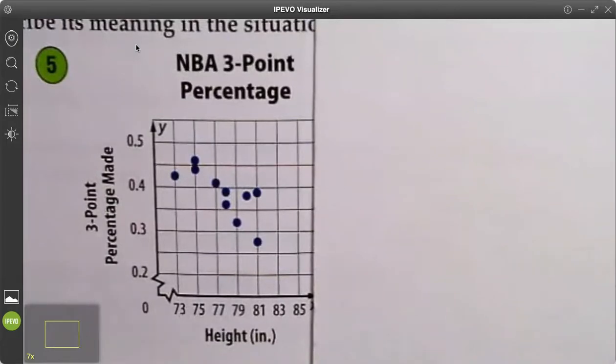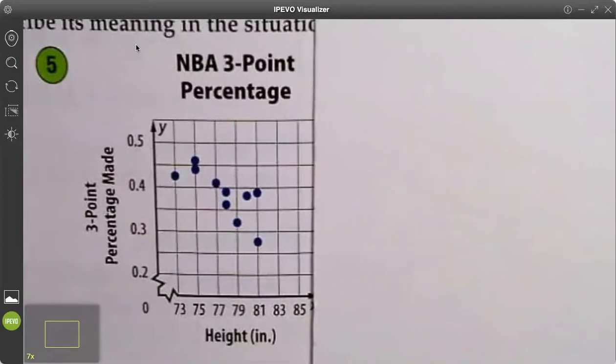And if you know a little bit about basketball, you'll understand why that is. Because if you're really tall, you're not outside practicing three-point shots. You're inside near the basket practicing short shots and dunks and layups. If you're shorter, you don't play under the goal as much. You play outside and shoot long shots like three-point shots. So in general, the taller you are, the less your three-point percentage.